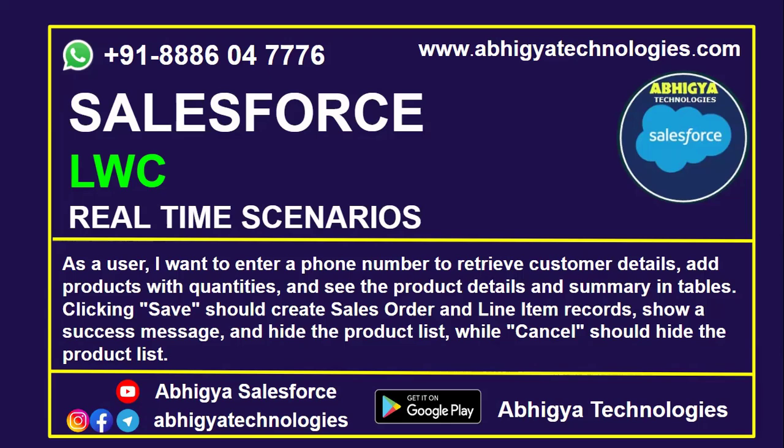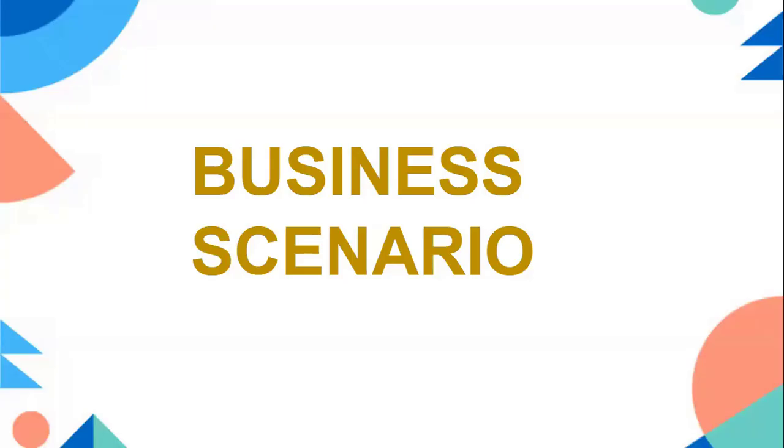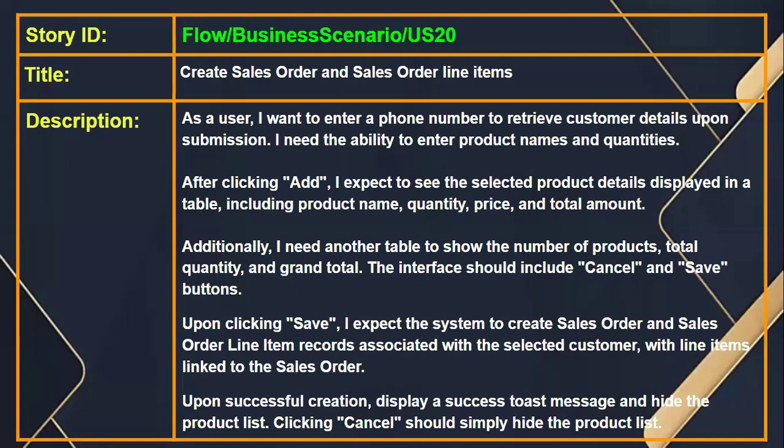So this is our use case, the business scenario in detail. What we have discussed now is that the user can enter the phone number, and based on that, we can retrieve the customer information. And here we have to display the product name and quantity. After clicking on the add button, we have to display the product name, quantity, price, and total amount.